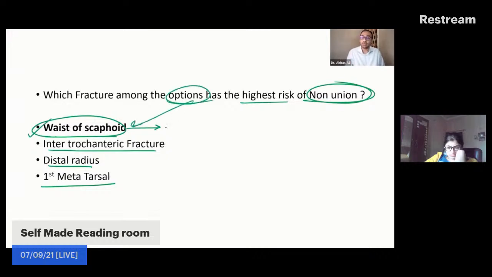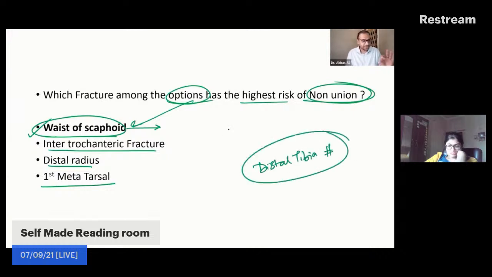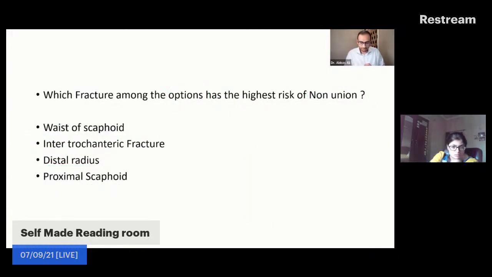Okay, so among the options, but overall in the whole body, which fracture has the highest chance of non-union? Yes, tibia fracture, particularly distal tibia fracture. Excellent. If I may ask you, which fracture in the body has the highest chances of malunion? Harish, yes, you're right. Clavicle, excellent. Clavicle fracture has the highest chances of malunion, and distal tibia has the highest chances of non-union. All right, next question.